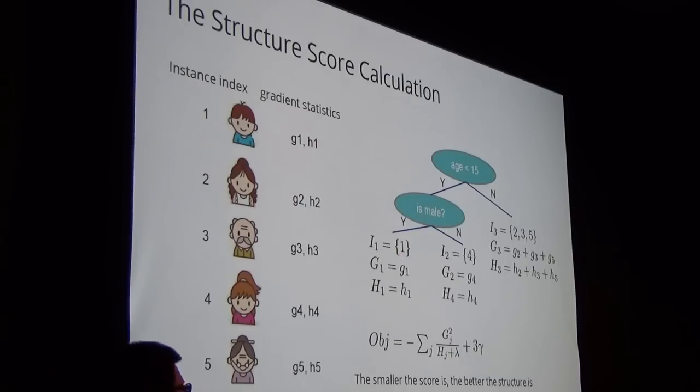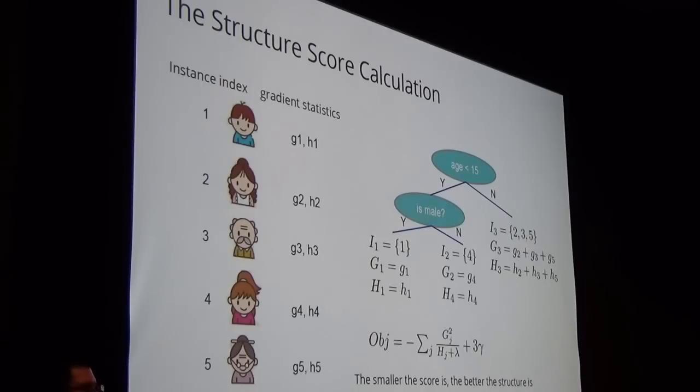And all you need to do is calculate some statistics of gradient and second order gradient of the instances that are classified into that node. And using the gradient statistics and the second order gradient statistics, you can use this objective function we derived to measure how good this tree structure is.